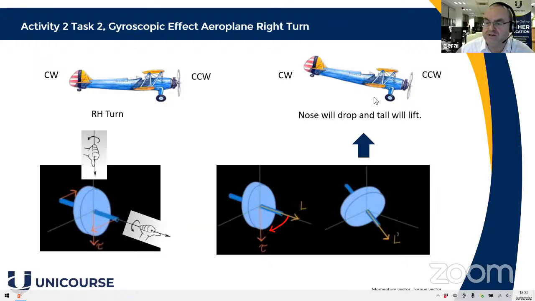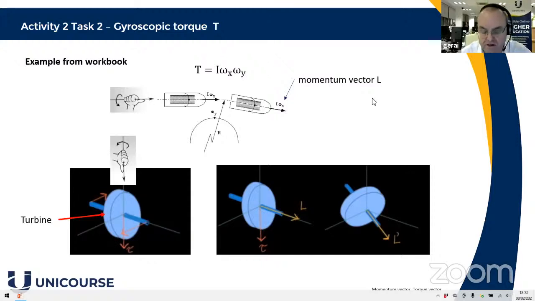So we'll just come back now to the last slide, last example, which is an example that's in the workbook. So again, to get the torque value, the gyroscopic torque, that's given by the moment of inertia times omega x, which is in the direction of the momentum vector, and omega y is the rate, in radians per second, of the turning motion of the actual vessel.